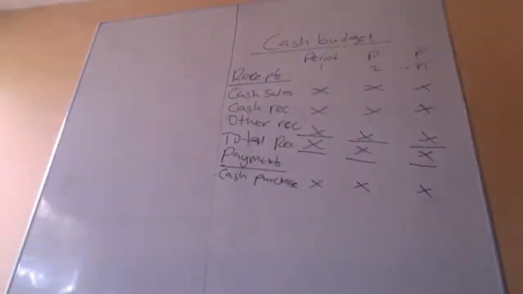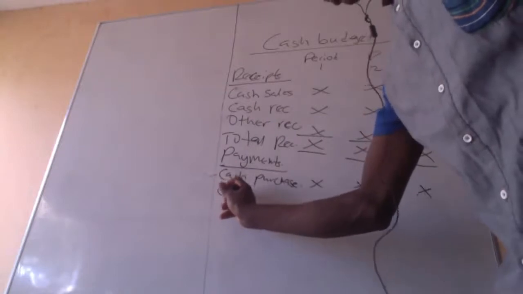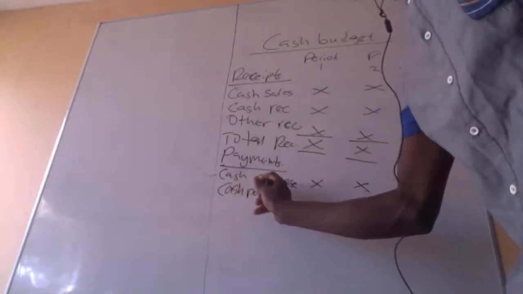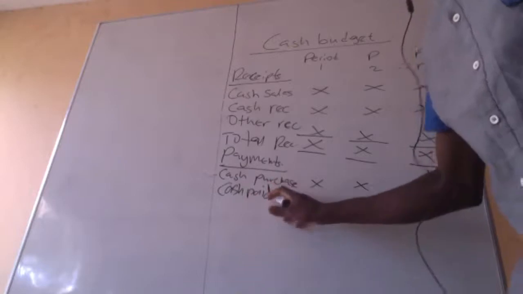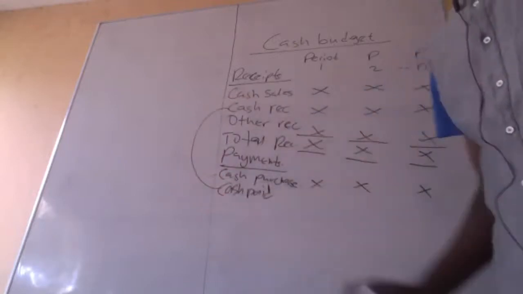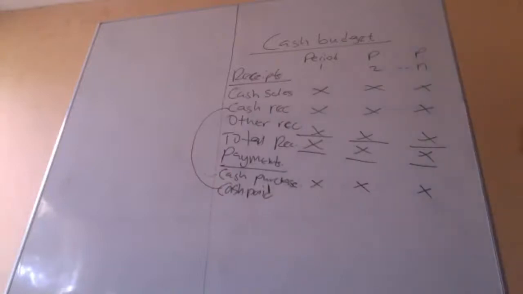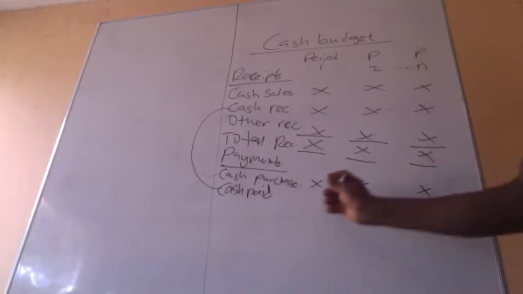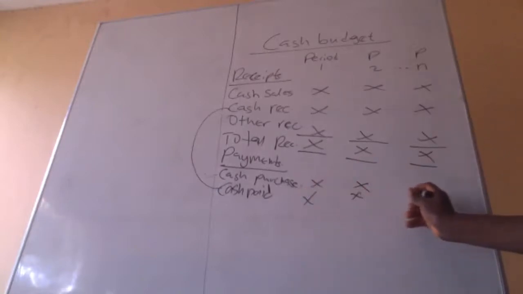So that's the cash purchases. Then from cash purchases you go to cash paid to suppliers. So that's the cash paid. That's the opposite of the cash received from customers. Now we are paying to the suppliers. So that is it.